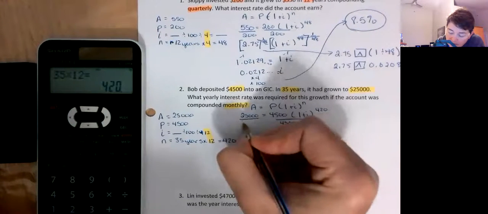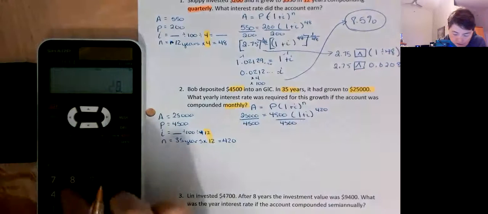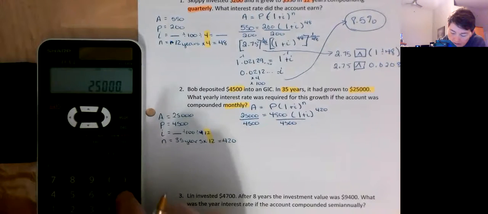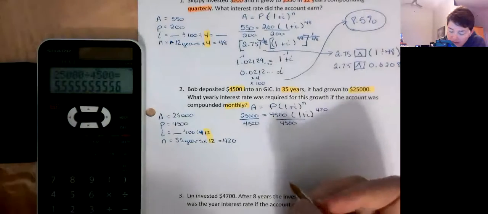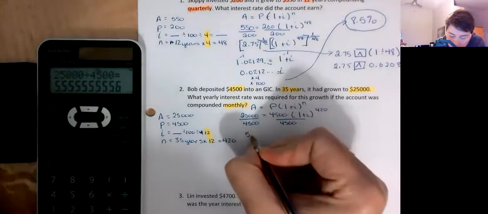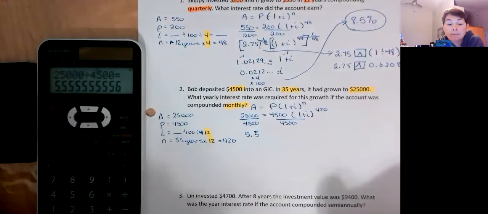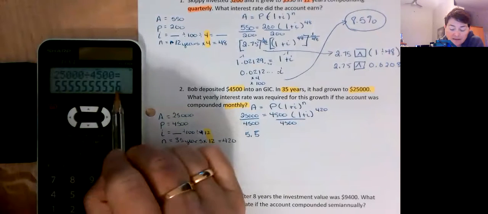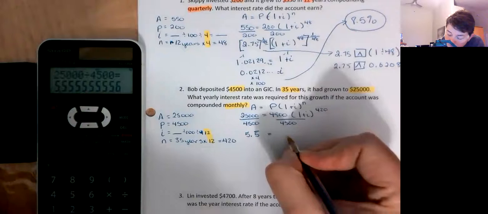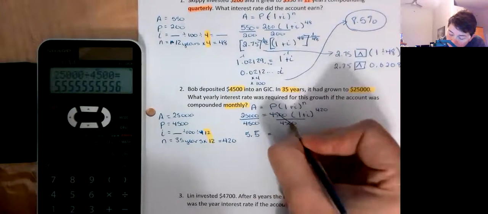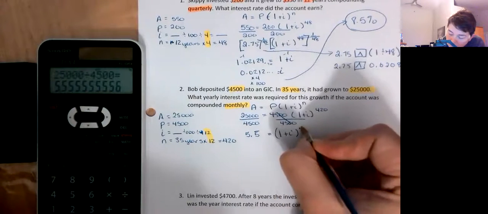Divide by 4,500. 25,000 divided by 4,500 is 5.5. I'm just going to do that. Even though it ends in a 6, that's just the calculator doing the rounding. So 5.5 is equal to, that disappears, (1 plus I) to the 420.